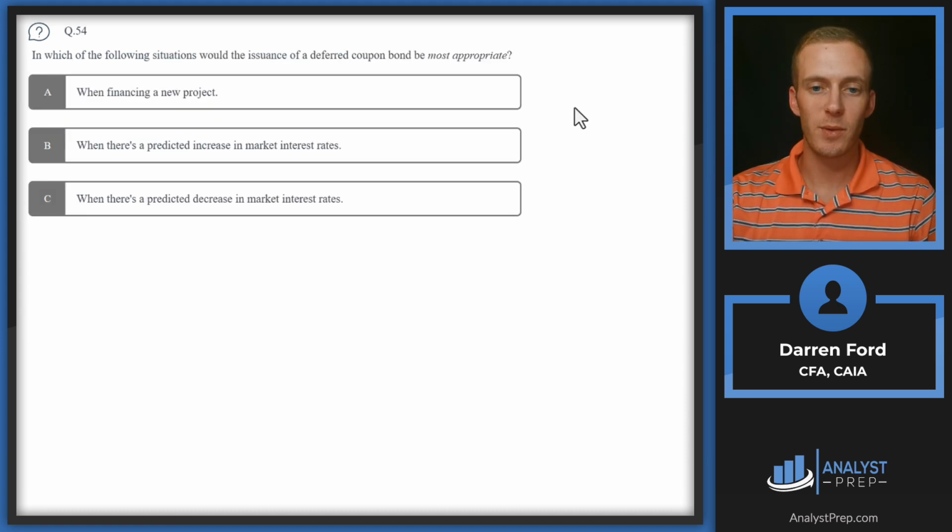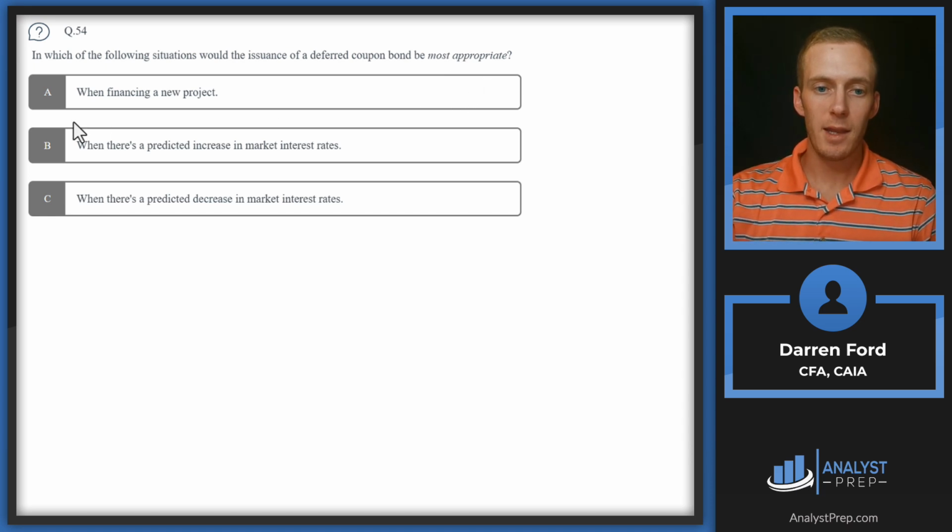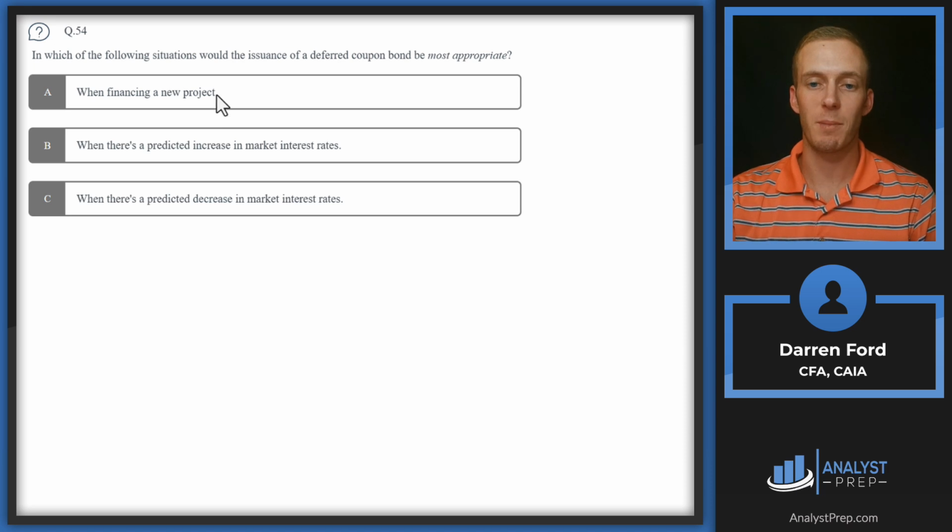In which of the following situations would the issuance of a deferred coupon bond be most appropriate? A, when financing a new project. This sounds promising. Deferred coupon bond essentially means that we're taking out the debt, but we don't have to pay the interest or the coupon until a much later date.